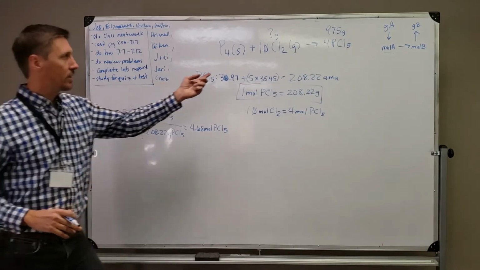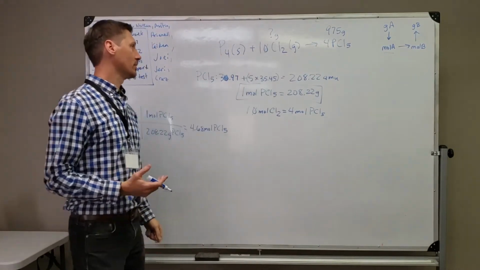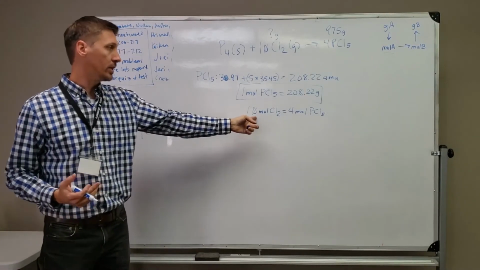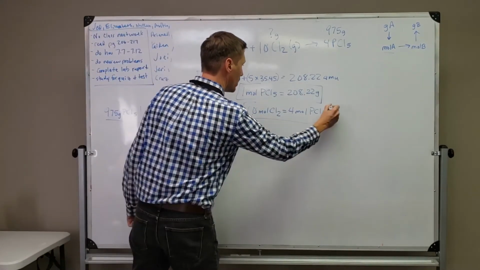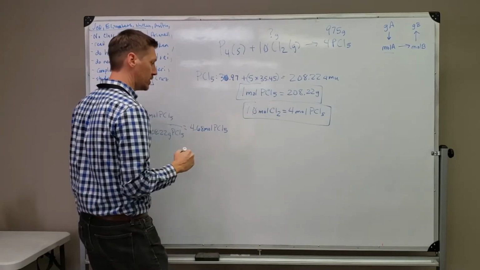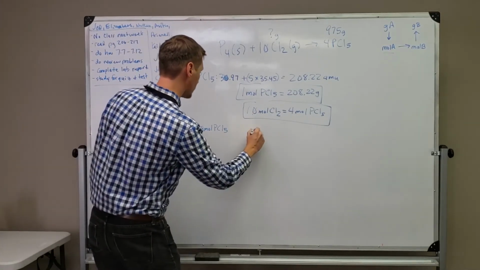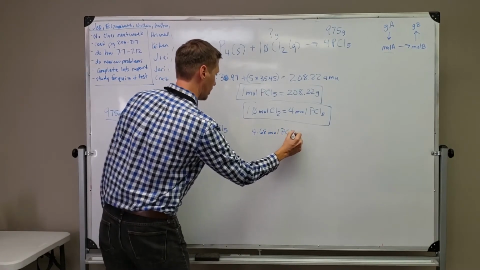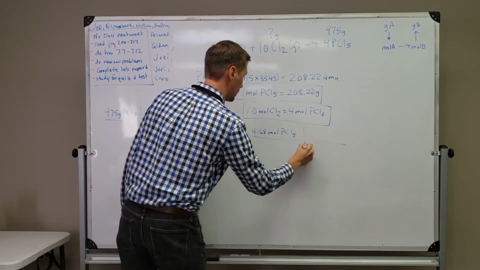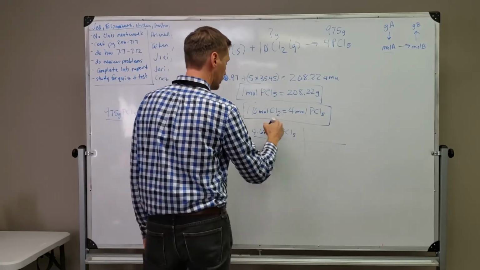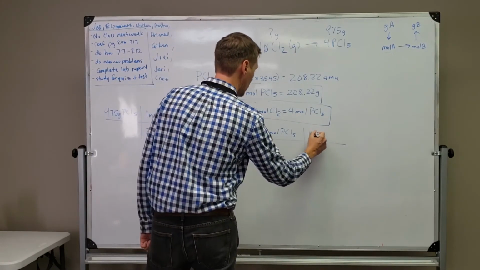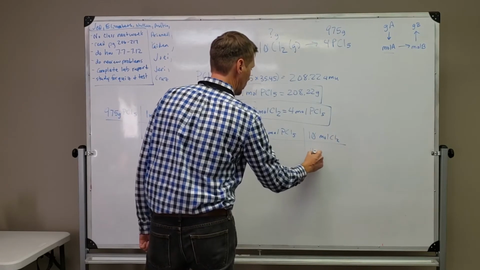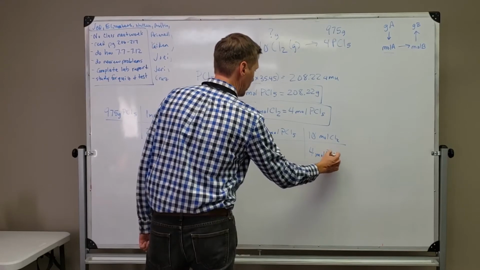So yeah, I didn't want you guys to think that this was 1 in oxygen or something like that. All right, so this is exactly right. This is the relationship that we need now to convert from moles of PCl5 to moles of Cl2. So let's do that. So 4.68 moles of PCl5, times, we're going to put moles of Cl2 on top, 10 moles of Cl2, 4 moles of PCl5 on the bottom.